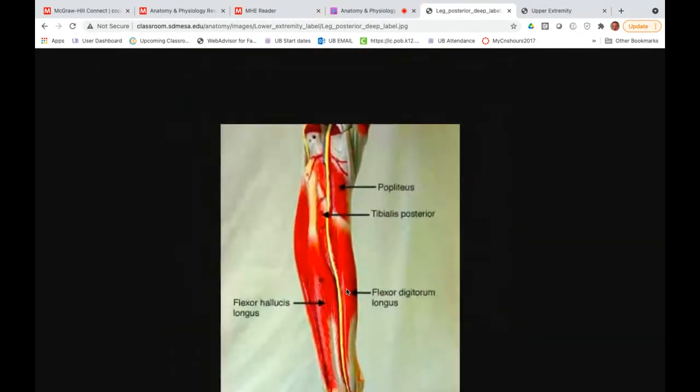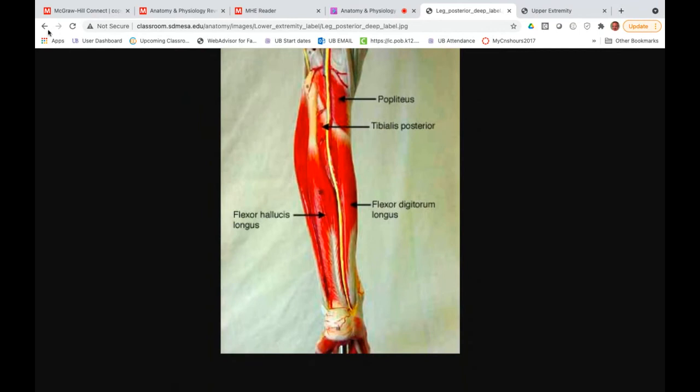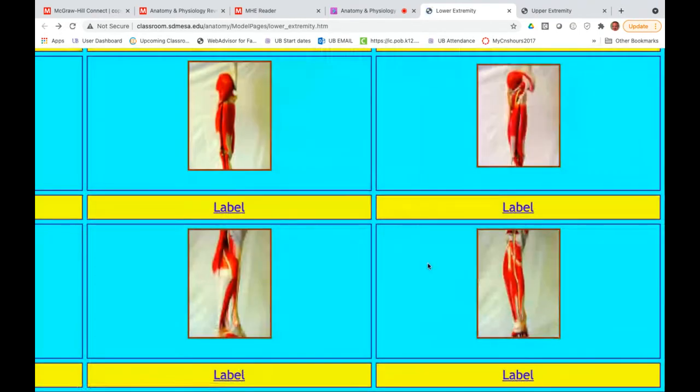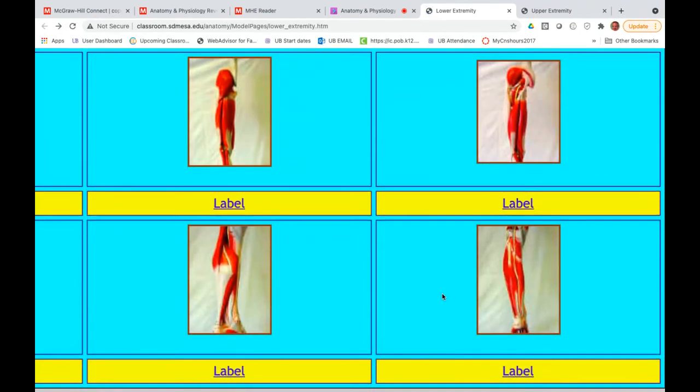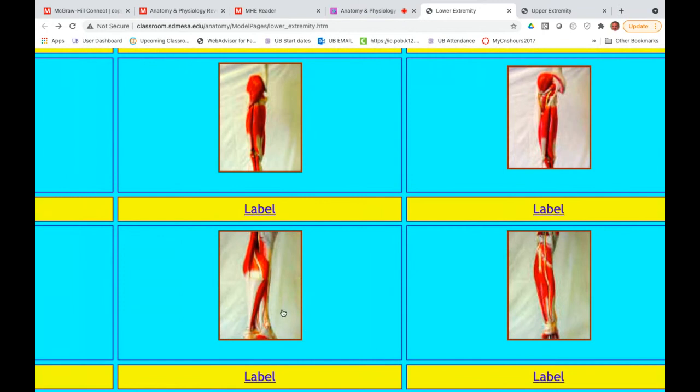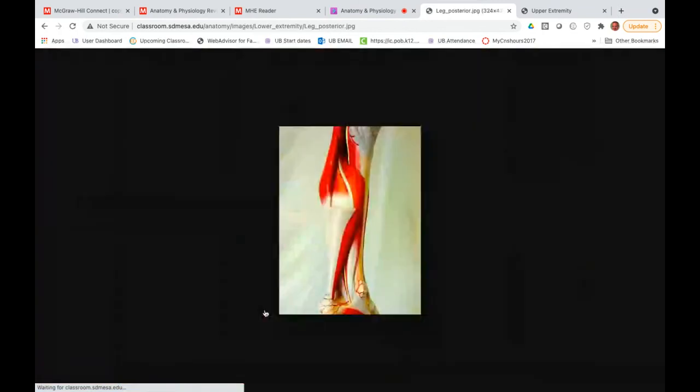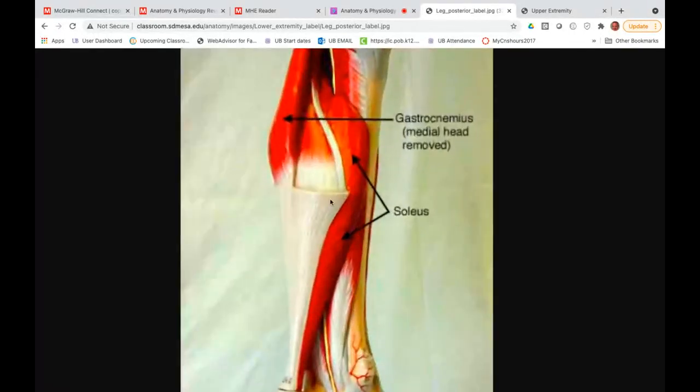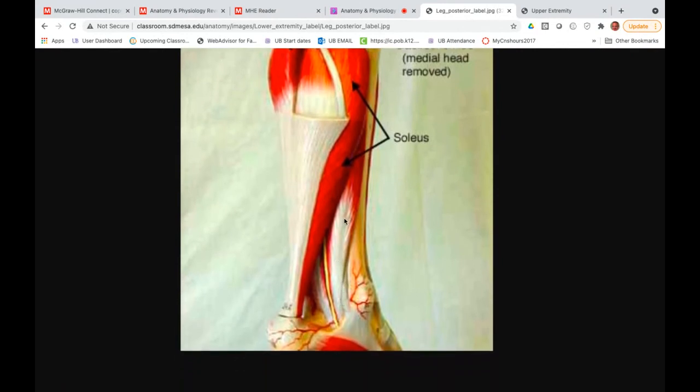okay, along with the tibial artery and tibial nerve. So along the inside of the ankle, let me see if I have another view of the inside of the ankle. Let me go here for a second. So here, if we dissected these away, you can see here's the medial malleolus. Those three muscles, including the artery and nerve, are right back here.